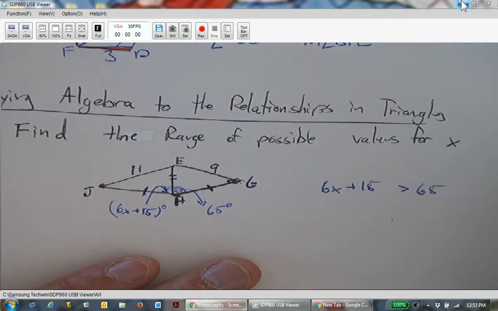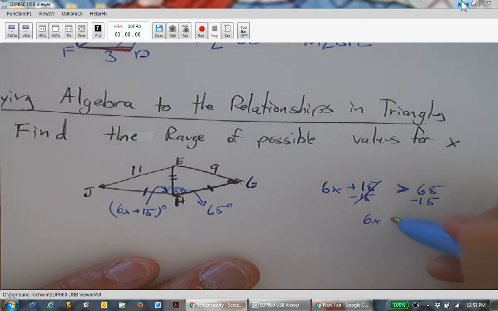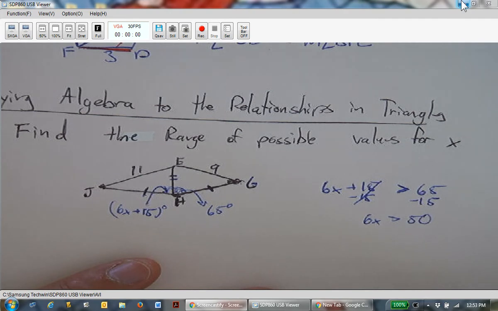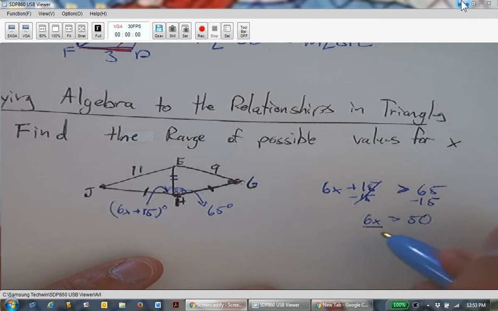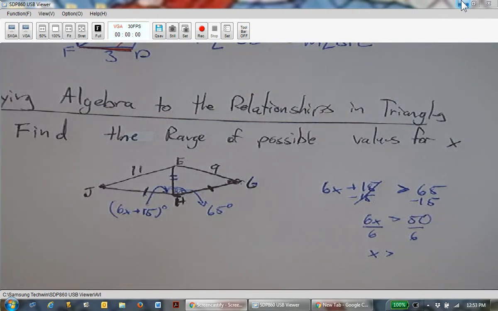Just solve for x right now as if this was an equal sign. So here's what you would do. You subtract 15 from both sides. Then you get 6x is greater than 50. Then you divide both sides by 6. And then you can use a calculator for this if you would like. Please tell me what 50 divided by 6 would be equal to.